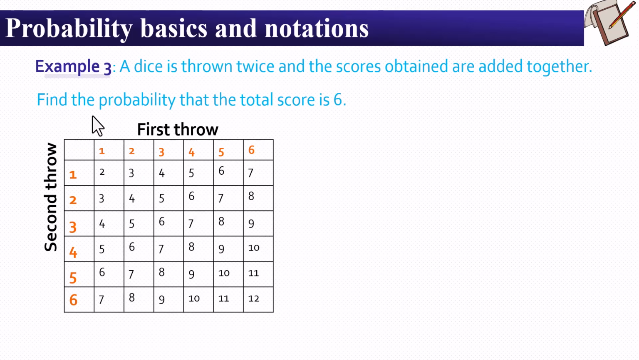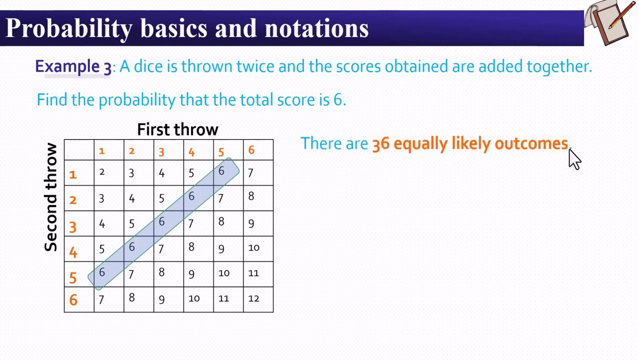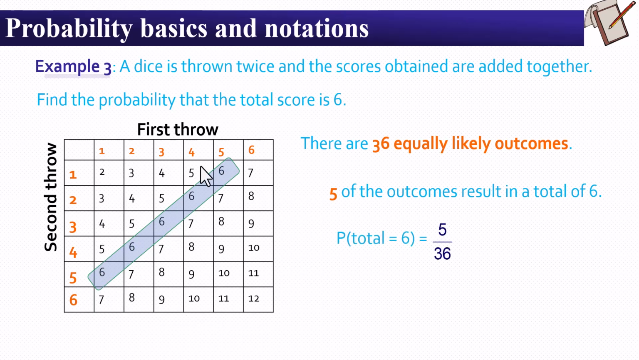They want us to find the probability that the total score is 6. So we have to look for the score of 6, which is here. All these are total scores of 6. Then there are 36 equally likely outcomes. And 5 of the outcomes result in a total of 6. If you count them, 1, 2, 3, 4, 5. They are 5 outcomes out of the 36 outcomes. And this will give us a probability for the total of 6 as 5 out of 36.